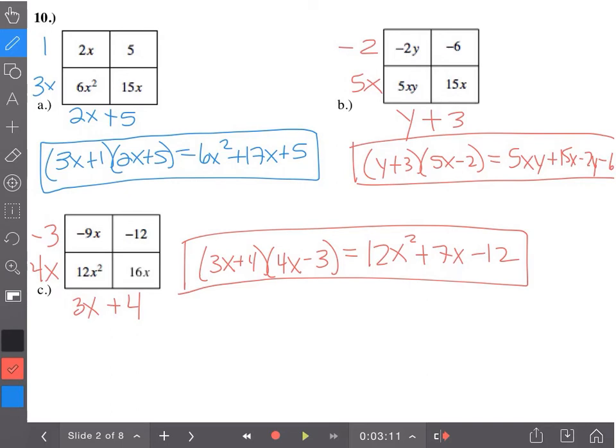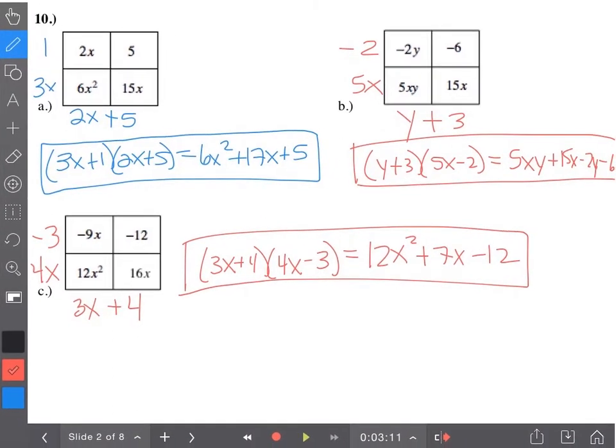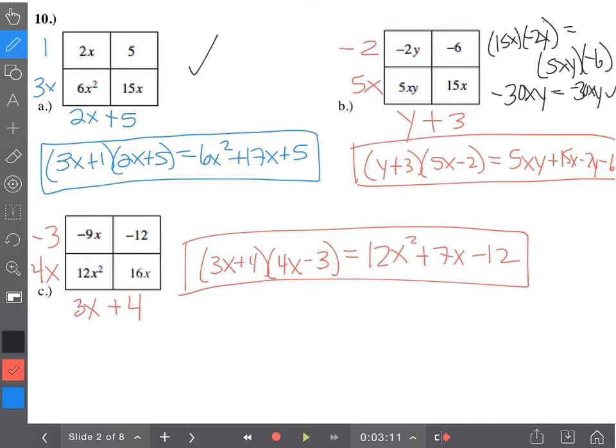So the first one in number 10 is the example they had given us. So that one we already checked. Letter B, so if we take 15x times -2y, does that equal 5xy times -6? Well, we get -30xy equals -30xy. So yes, this diagonal has the same product as this diagonal.